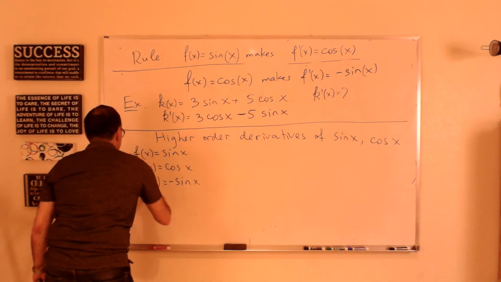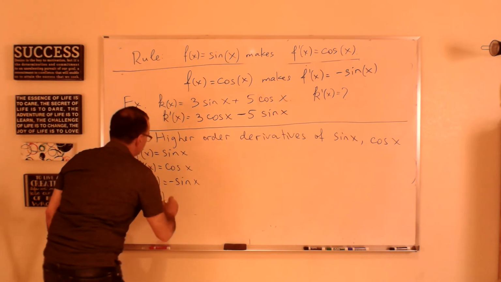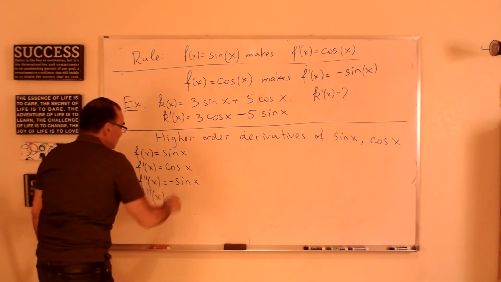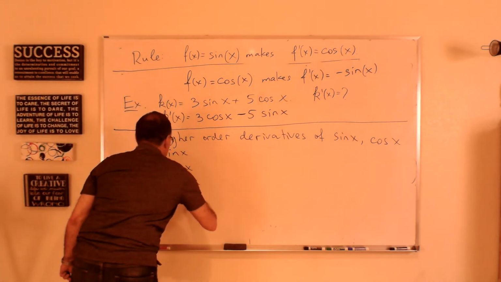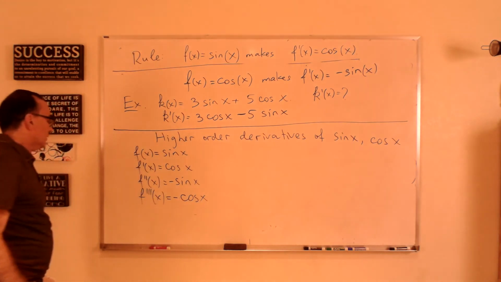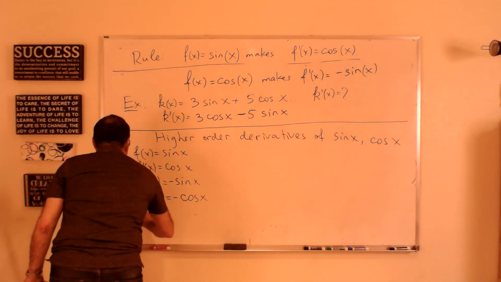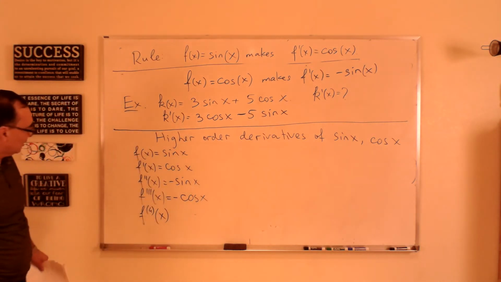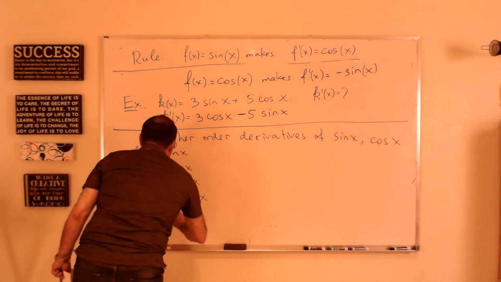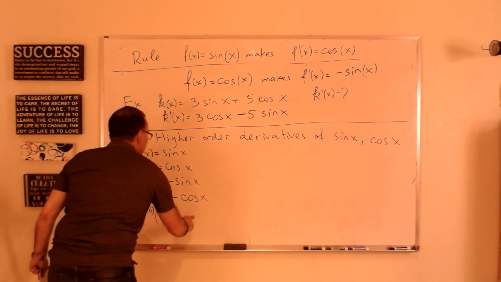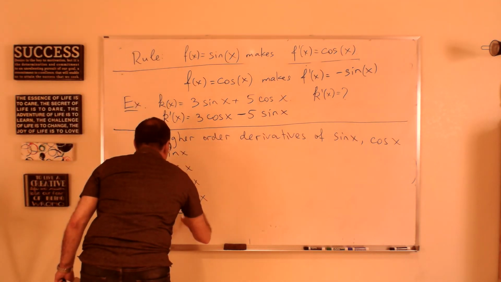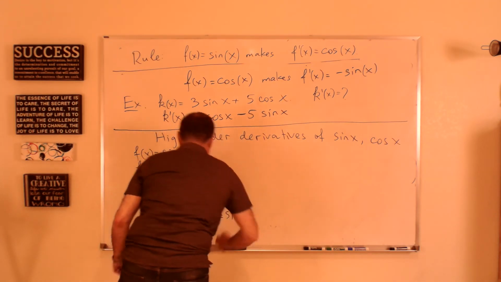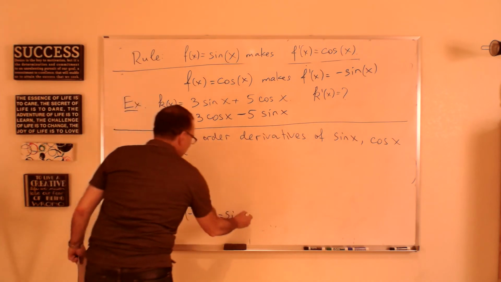The third order derivative will be derivative of negative sine. Now negative will be negative, and sine derivative is cosine, so it will be negative cosine x. Now let's do the fourth derivative. Sometimes denote it like this, fourth derivative. It will be negative, but derivative of cosine is negative sine. Therefore, it will be negative sine x, which is again sine x, which is the same as the function itself.